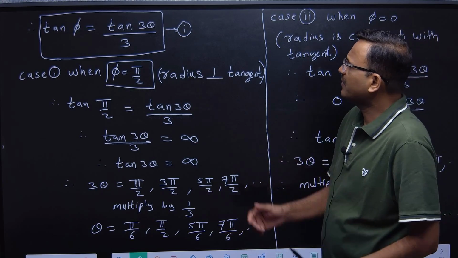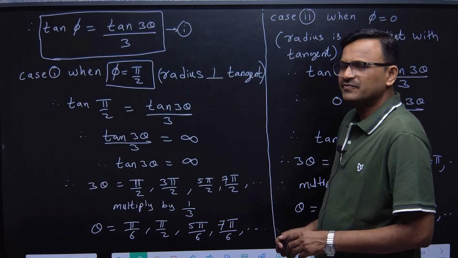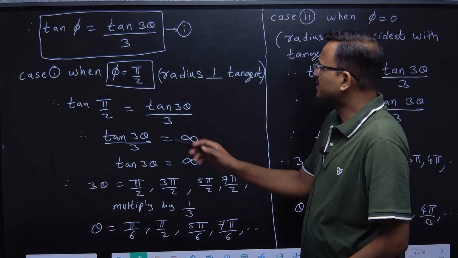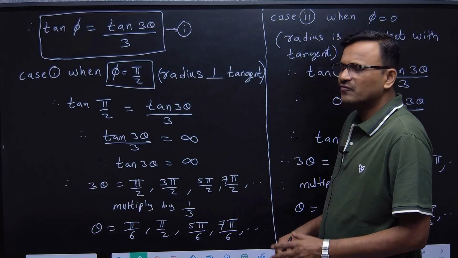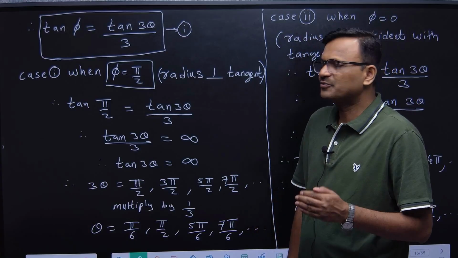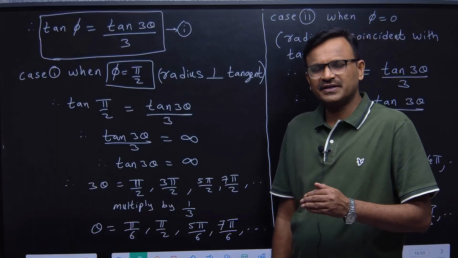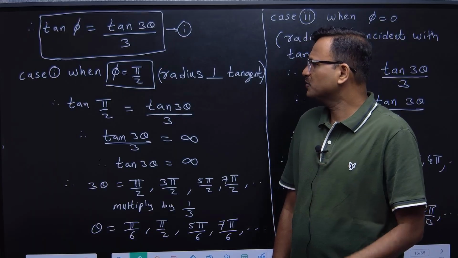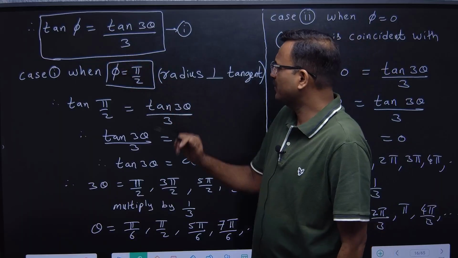We have got the value of tan phi as tan 3 theta upon 3. We have to consider two cases. The first case we have to consider is when phi is pi by 2. Phi is pi by 2 means the radius is perpendicular to the tangent. We want to find the values of theta when the radius becomes perpendicular to the tangent. Put phi is pi by 2 in this equation.